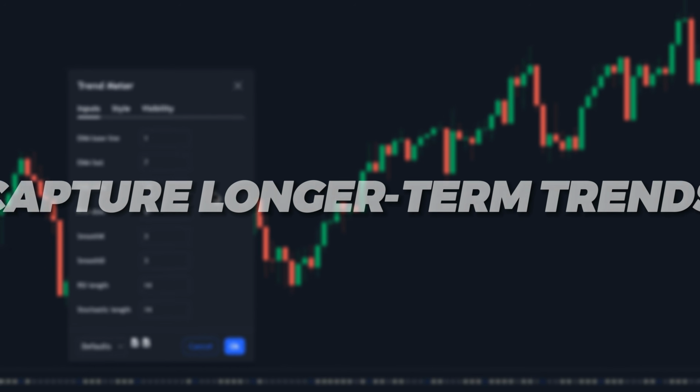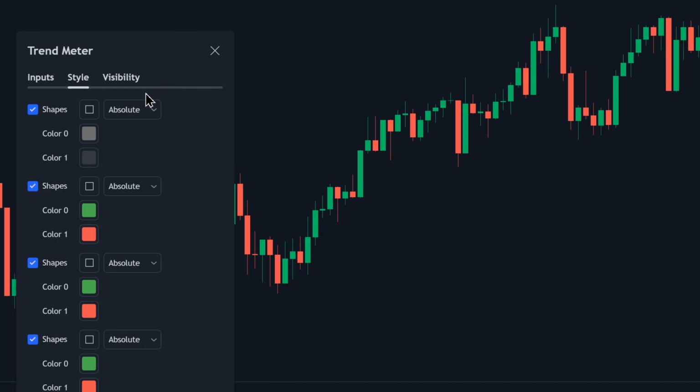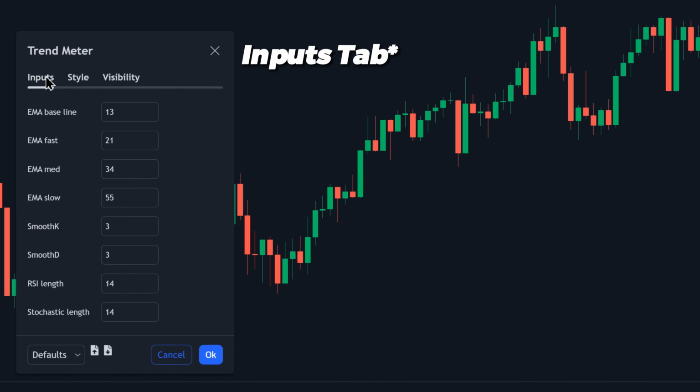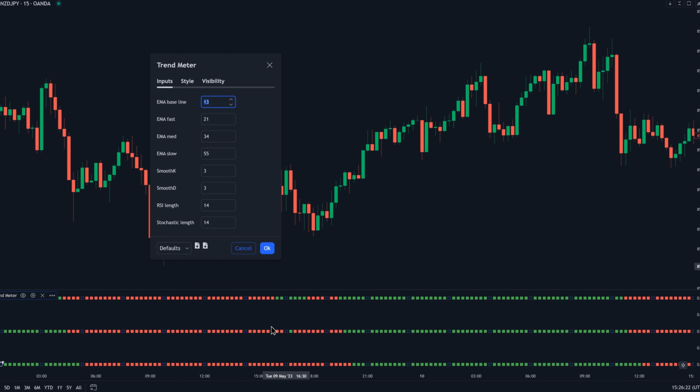For this video, we're going to change the baseline length to 13, the fast EMA length to 21, the medium EMA to 34, and the slow EMA to 55. Then head over to the Style tab. And then here, you want to disable the first Shapes option. Now, if we go back to the Style tab, we're going to see the EMA baseline. What this basically means is that these 3 EMAs are going to be compared against a 13-period EMA, and this underpins the working of this indicator.